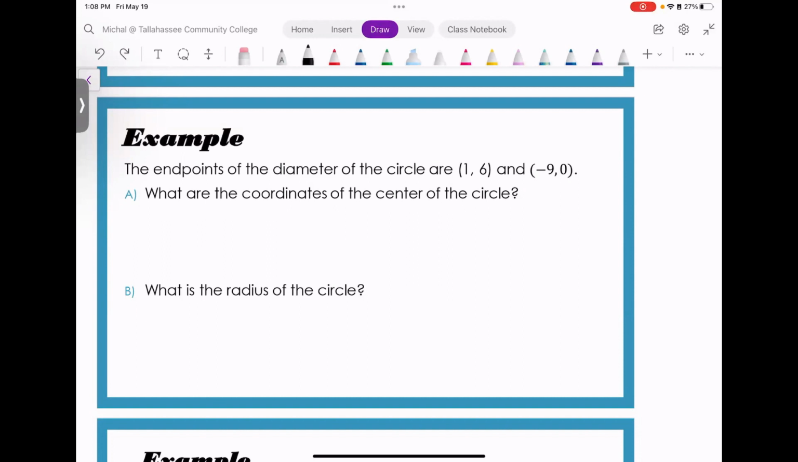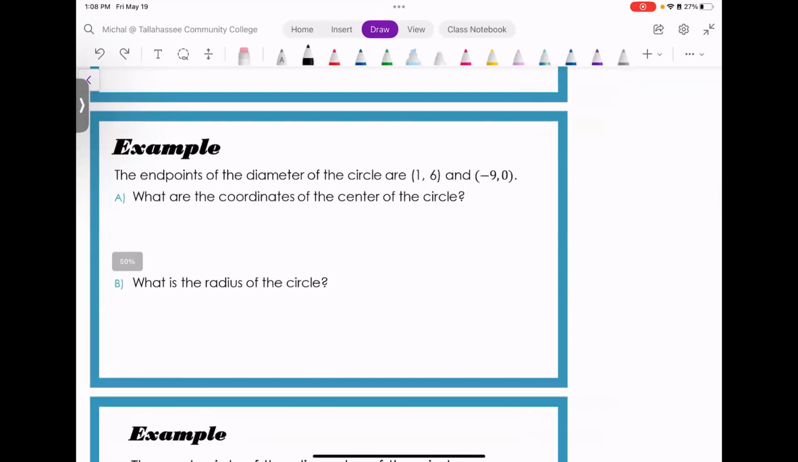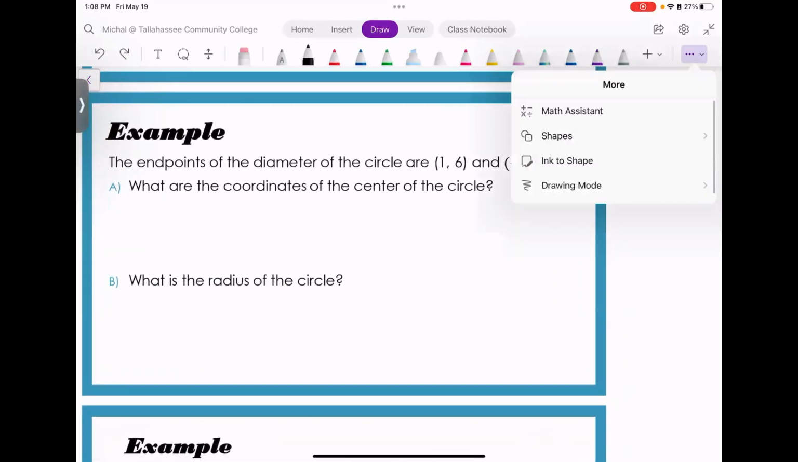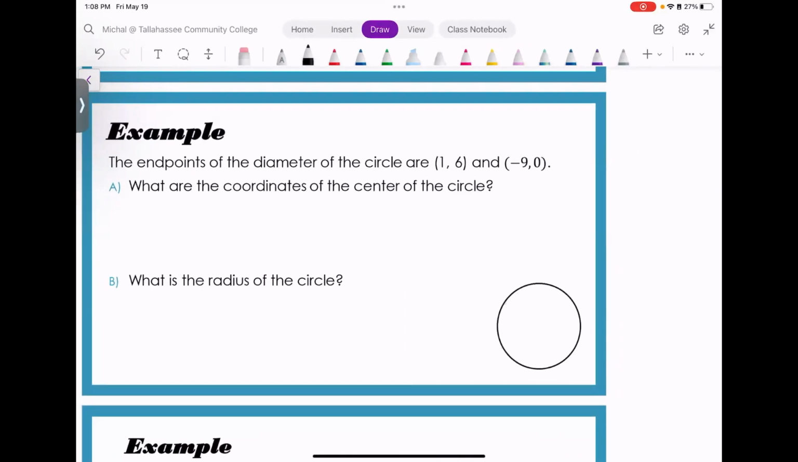So the first thing that I'm going to do is draw what's called a generic circle. A generic circle is just a regular circle with a nice horizontal diameter. I'm going to place the center here in the middle. It looks kind of like a Pokeball, doesn't it? Anyway, I am going to label my first point on the left and my second point on the right.